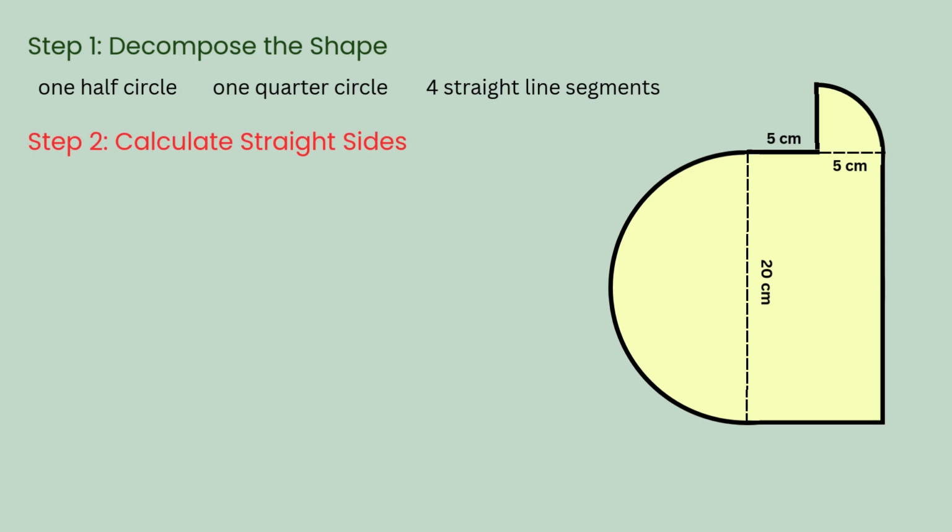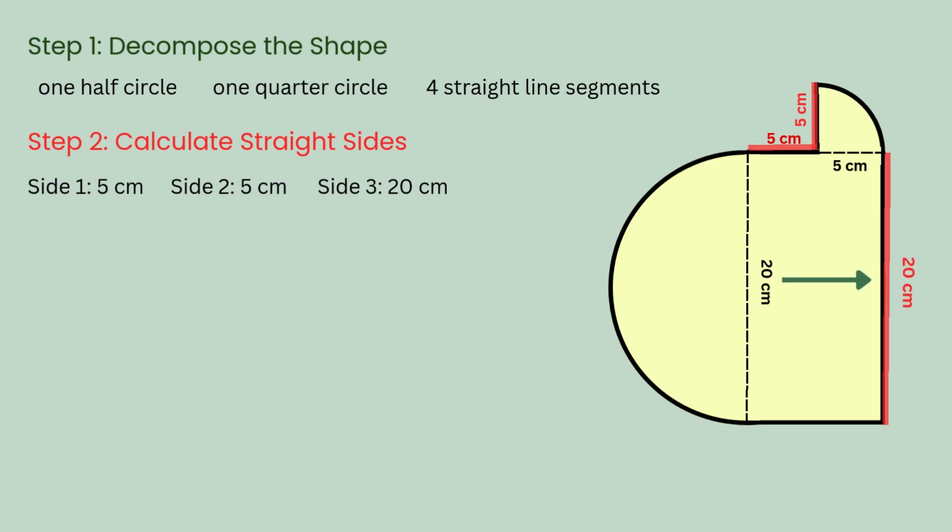Okay, let's move to step 2, finding the straight sides. We're just going to go side by side and use the diagram to figure out each length. Side 1 is the easiest one. It's already labeled for us. The diagram shows side 1 is 5 centimeters, so we can write that down right away. Side 2 isn't labeled, but we do know its length because it's actually the radius of the quarter circle, and the radius is given as 5 centimeters, so side 2 is also 5 centimeters.